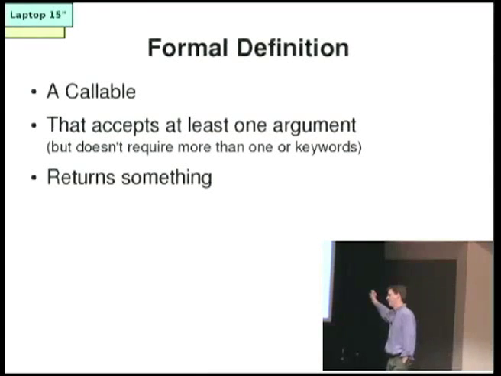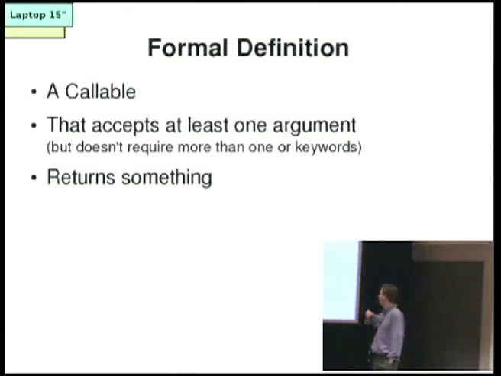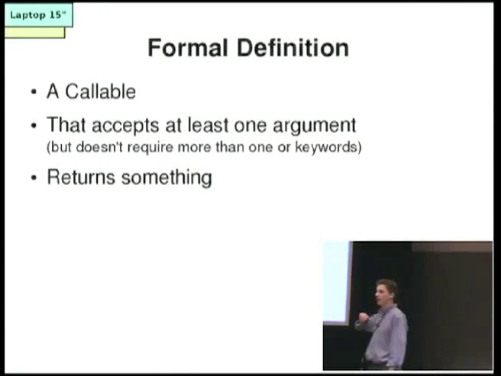Here's the formal definition of a decorator. It's a little bit longer than the practical definition. A decorator is a callable. A callable is anything that can be followed by the parentheses function call syntax. That can be a function. That can be an object that has the double underscore call method defined. That can be a class's new method.